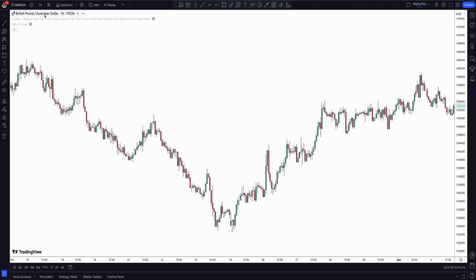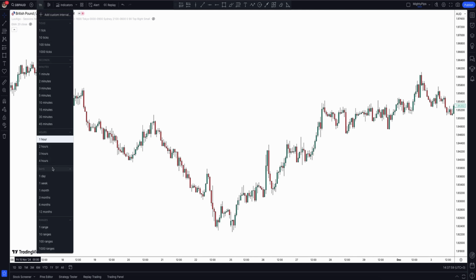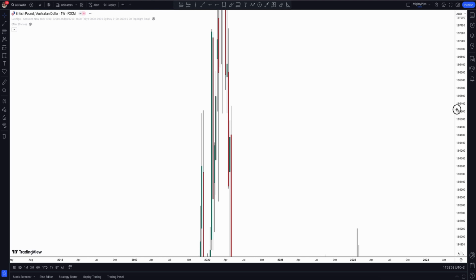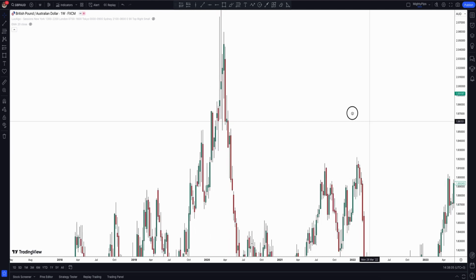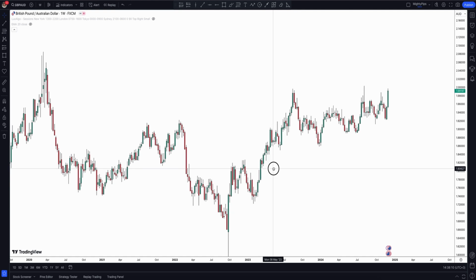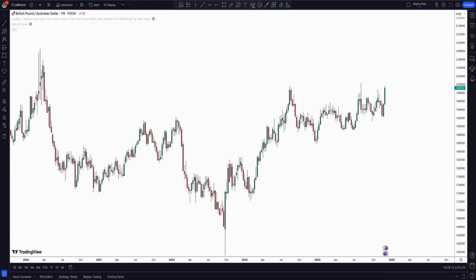Now here we are on the GBP AUD 1 hour chart, but what we want to do is go to the weekly chart. This is the weekly chart. Now on the weekly chart, we want to see what the current trend is for GBP AUD. As you can see, the weekly chart is creating higher highs and higher lows.